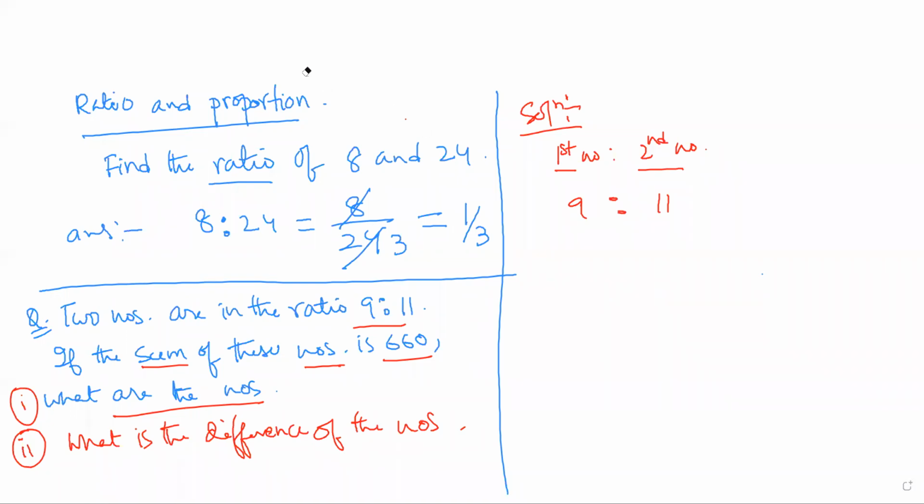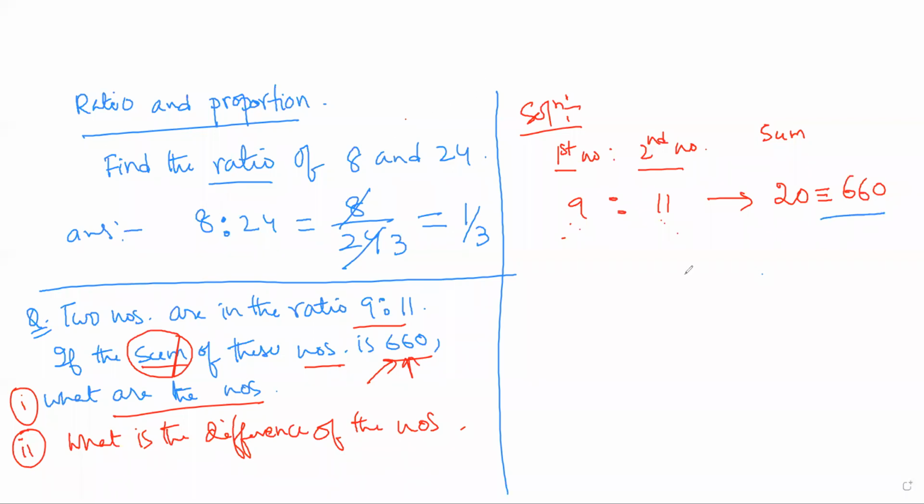See, the first number is 9, second number is 11. In the question, it is given that the sum is 660. So what is the sum here? 9 plus 11, what is the sum? 20. Now, according to the question, this 20 is equivalent to how much? 660. So this 20 is equivalent to 660.